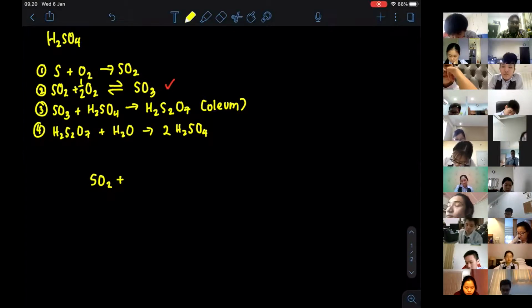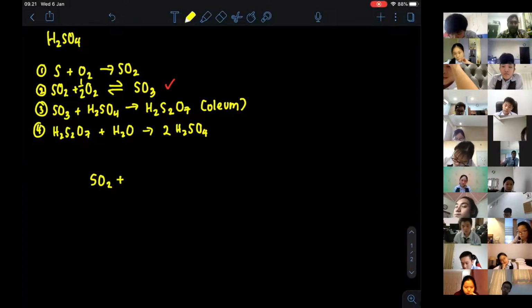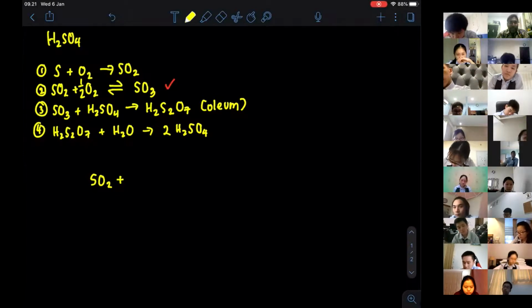But if you are using the SO3, the amount is quite less. When you add water, you are further diluting the SO3, and you are going to get H2SO4 which is way lower. The yield that you are going to get is way lower. And again, do remember, the reaction of SO3 plus H2O does not give you H2SO4 straight away. It may give you H2SO3 first.